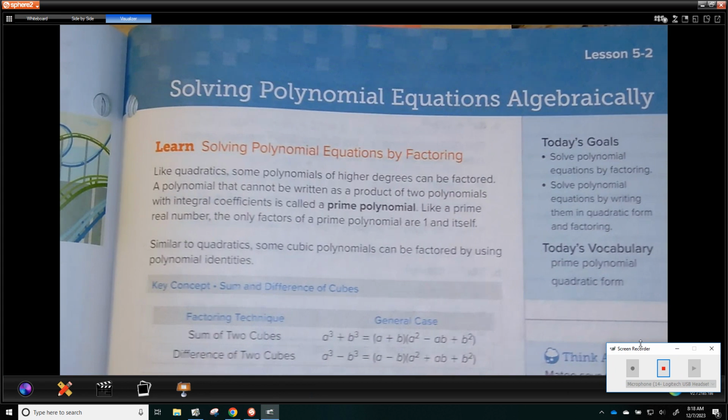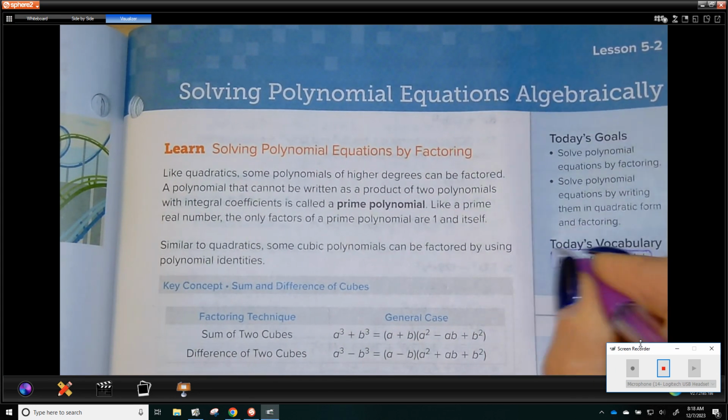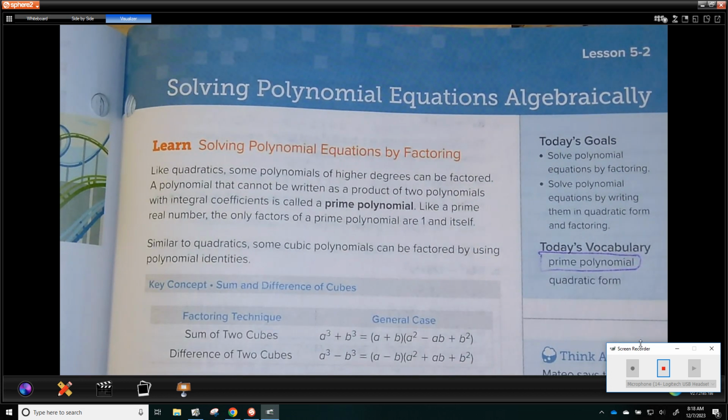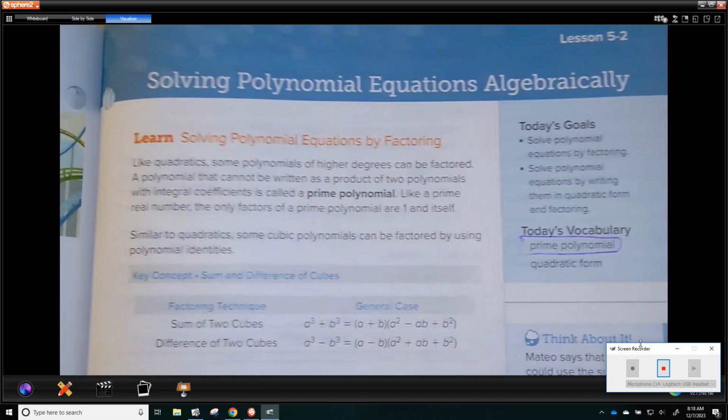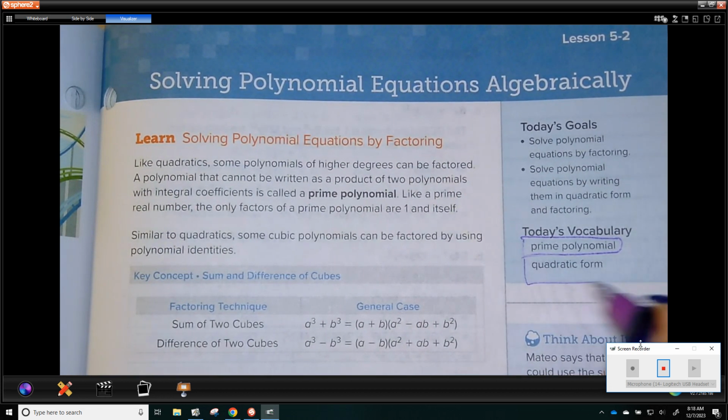First, I want to show you by factoring. A prime polynomial is one that cannot be factored, just like prime numbers are ones that just have a factor of 1. Quadratic form, you know it's like standard form, which is highest power first and alphabetically. Okay?